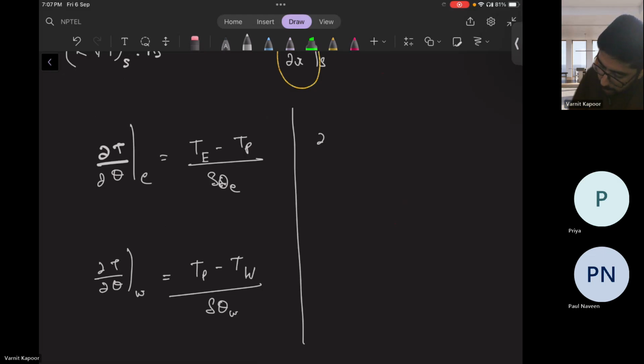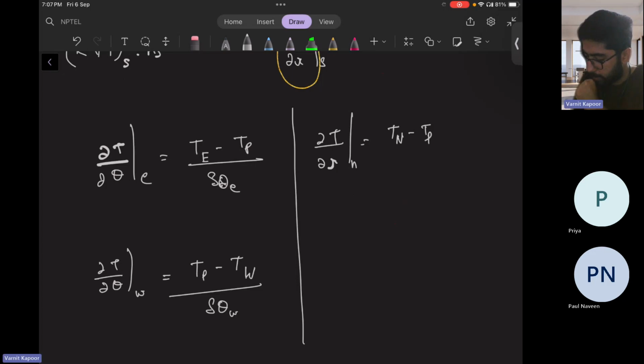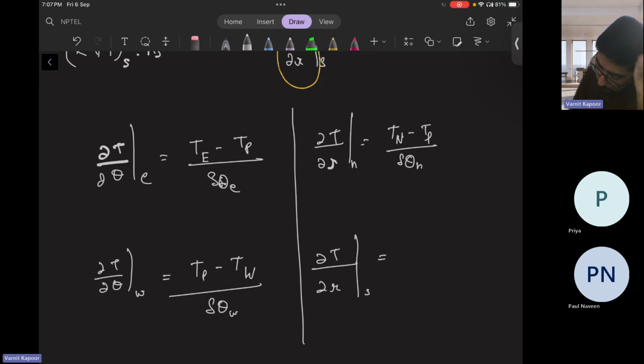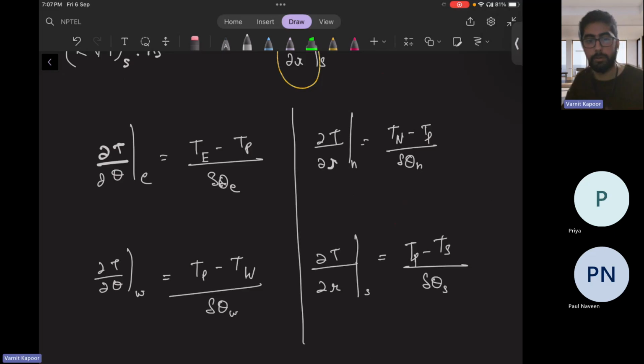Similarly, dou T by dou R this time of north will be written as T north minus T P over del R north, and dou T by dou R of south will be written as T P minus T S over del R south. Here I mistyped, del R north, del R. Okay, I guess no doubts still here. We have described each term.